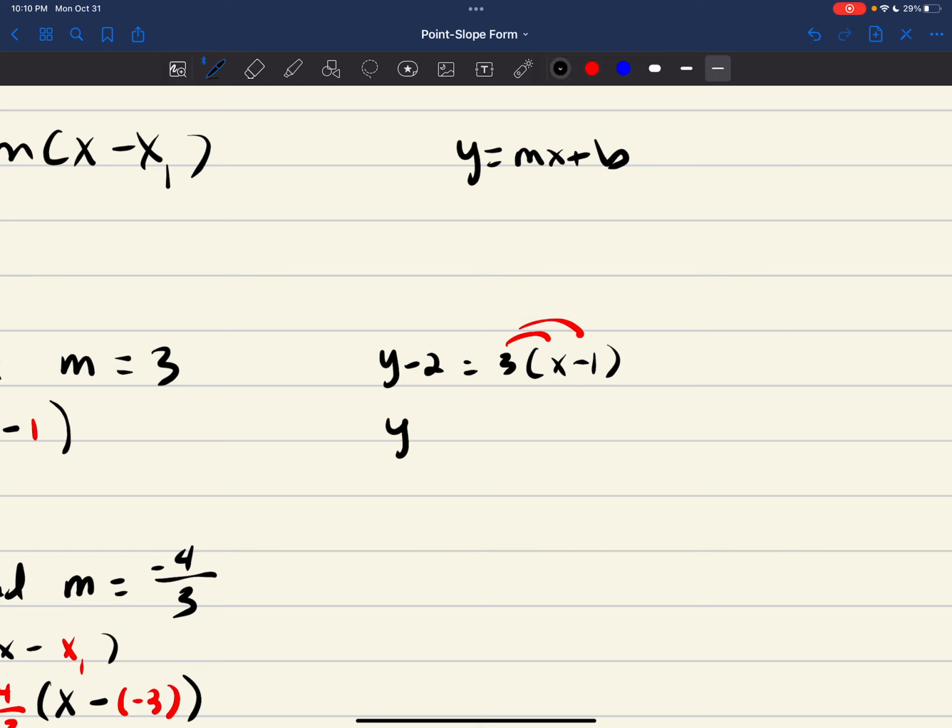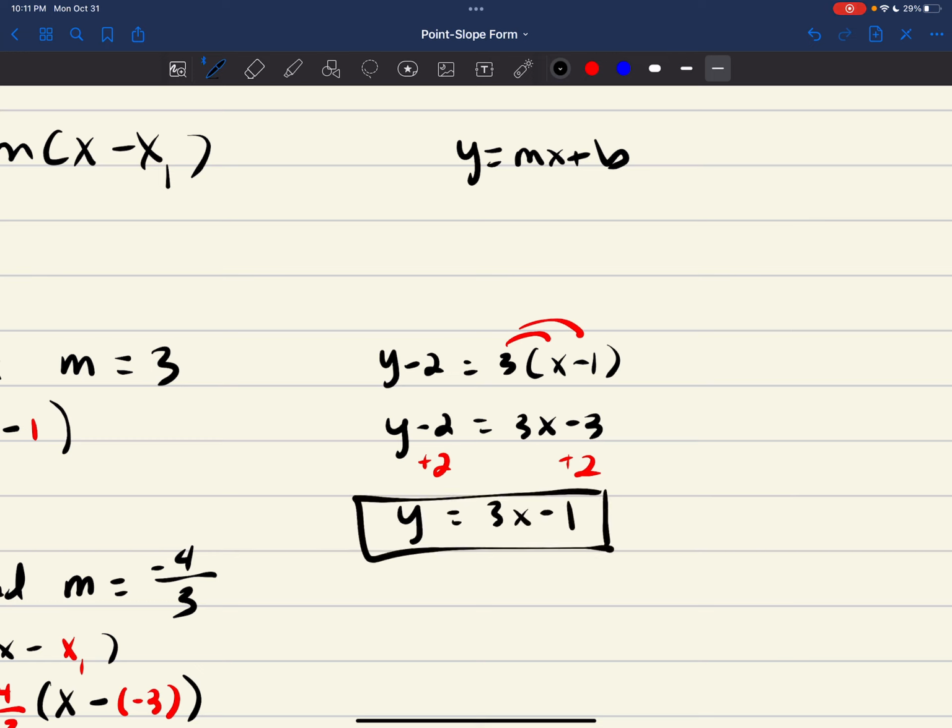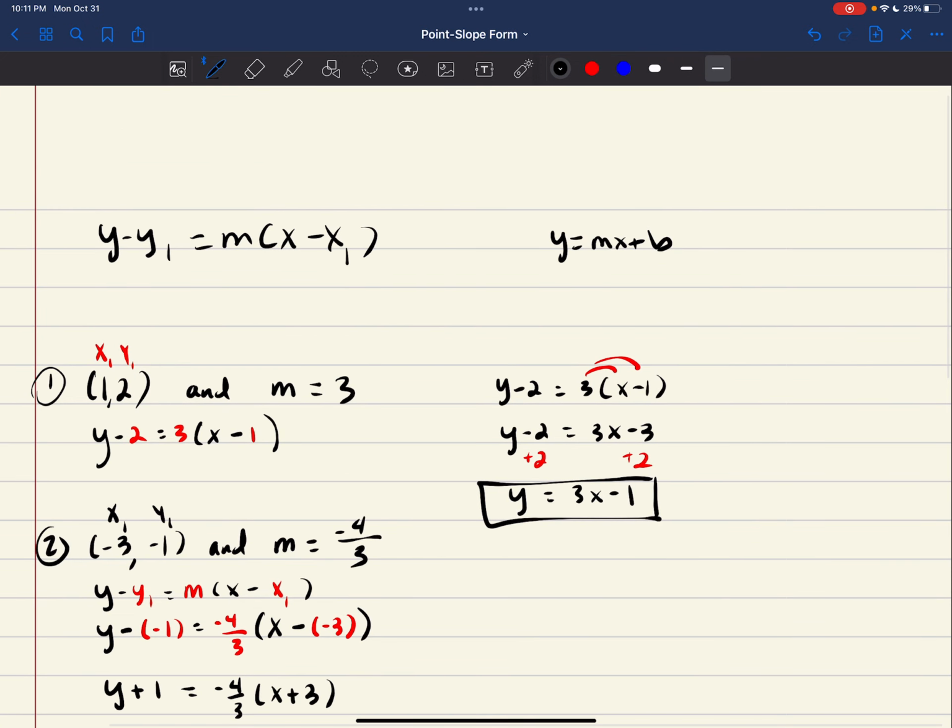So I have y minus 2 equals 3x minus 3, and then I can get y by itself because this is slope-intercept form. Y is by itself already, so I'm going to add 2 to both sides. And what am I left with? I'm left with y equals 3x minus 1. This is slope-intercept form. So I'm converting from point slope form to slope-intercept form. Okay?